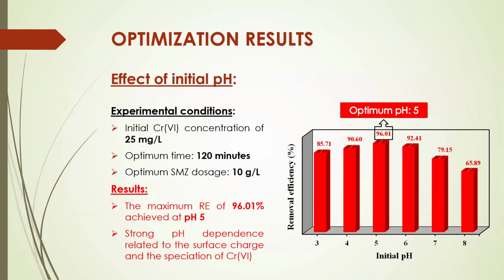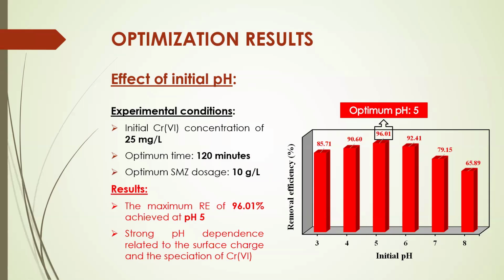The third one is initial pH. Again, we used 25 milligrams per liter chromium-6. Optimum time is 120 minutes. Optimum SMZ dosage was obtained as 10 grams per liter. As you see from the figure, pH had a profound effect. The maximum removal efficiency was obtained at pH 5 as 96%. This is our headline result.